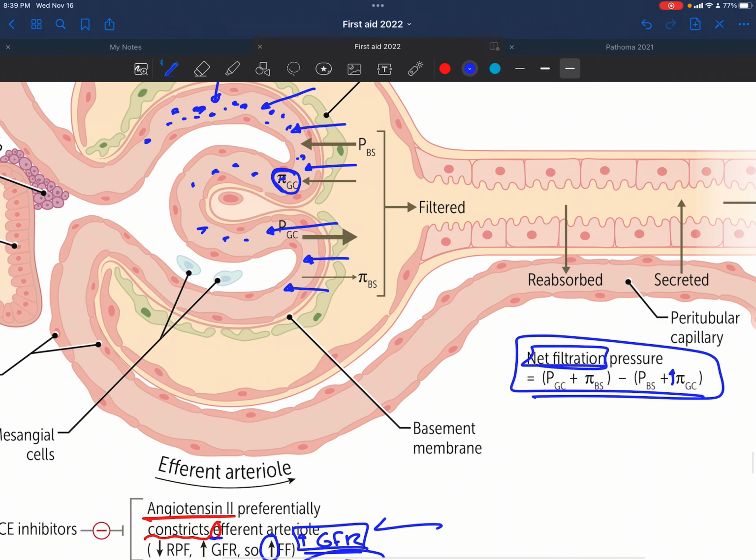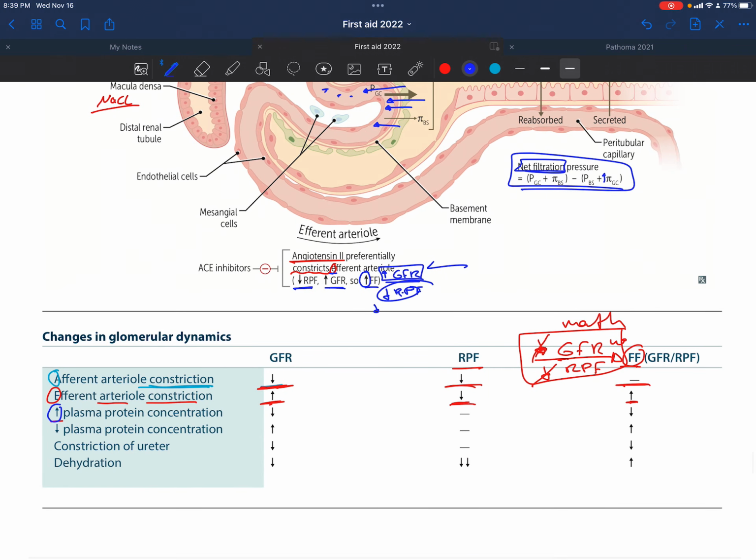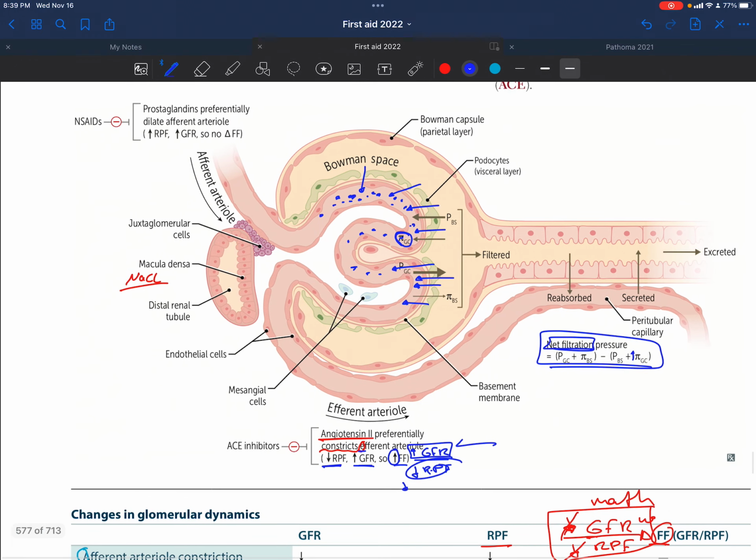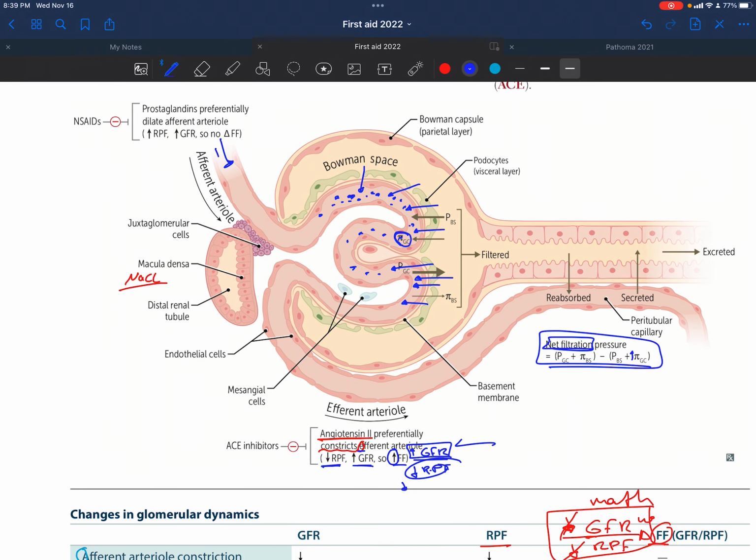That means it's harder for the stuff to move out. They are now being faced with a stronger force that is pulling stuff in. So that's why the GFR, the glomerular filtration rate, is reduced, while the renal plasma flow doesn't change because we haven't changed anything with the blood coming in.